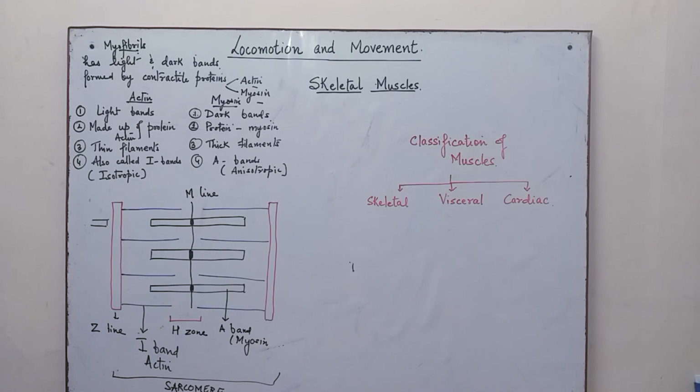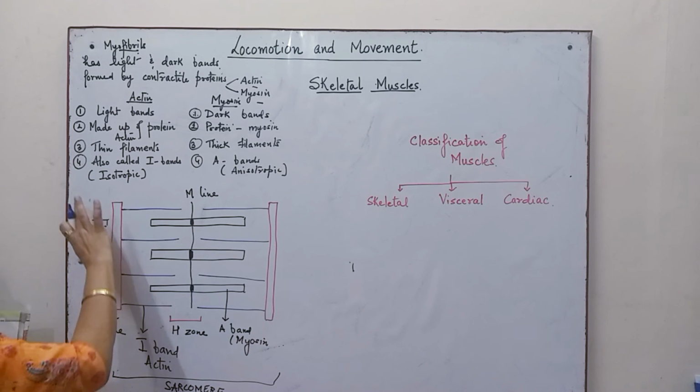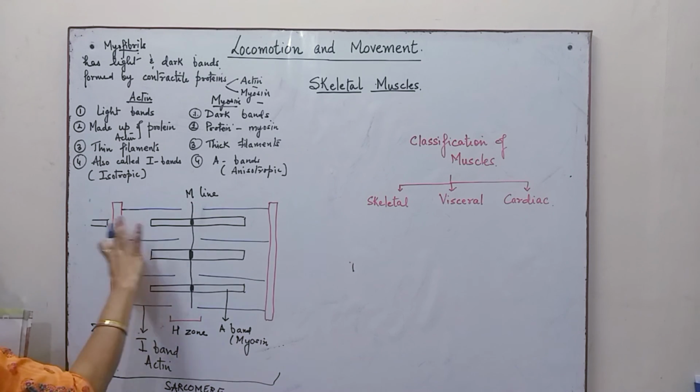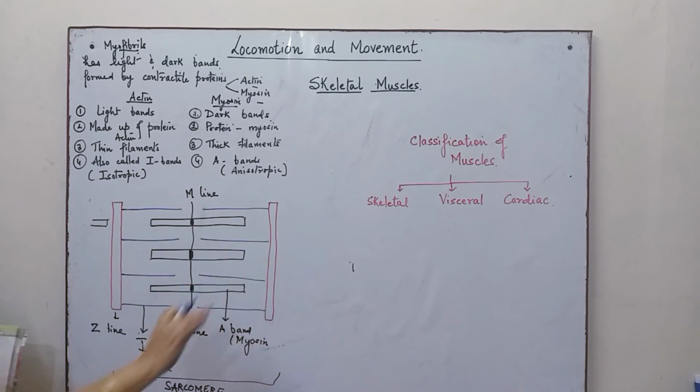Now, the A and I bands are arranged alternatively throughout the length of the myofibrils. The myofibril is running like this, and the arrangement is alternate throughout the myofibril. And also, the portion between the two thin bands is known as the H zone. It provides area for the thin filaments to move to bring about the contraction movement. We will study further and we'll be able to understand this. Here we are understanding the arrangement.